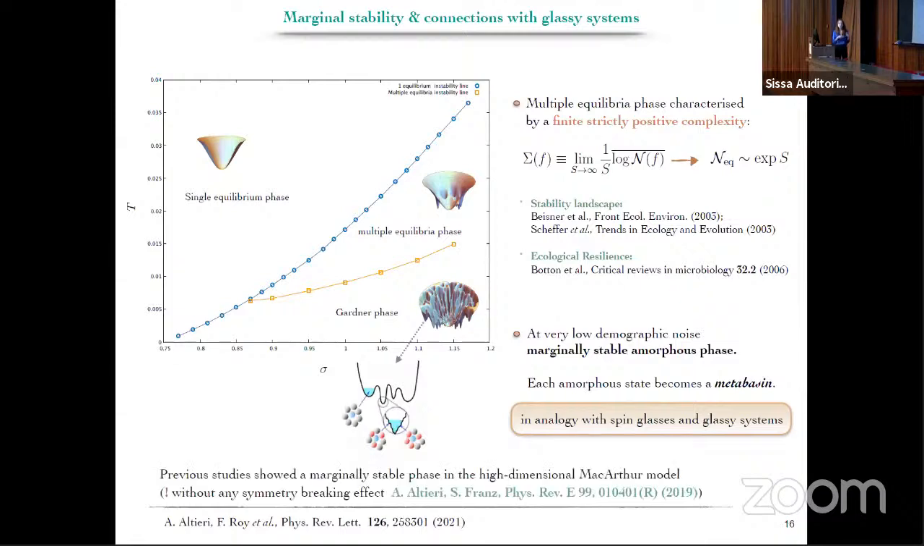As I said, with Silvio Franz, we tried to study another model, the MacArthur model in the high-dimensional version, but there we did not find any evidence or signature of a symmetry breaking effect and of such a Gardner phase. So all the results that I presented thus far concern a thermodynamic analysis, a static approach. So what can we claim in terms of the dynamics?